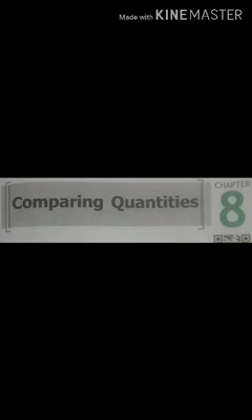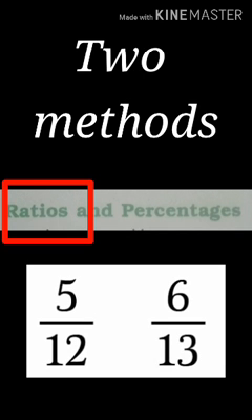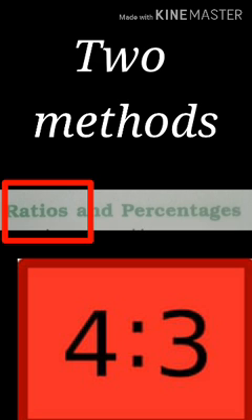Today we are going to do chapter 8 of maths, comparing quantities. There are two methods which are mostly used to compare quantities. One is ratio and the other one is percentage. Ratio means putting two quantities which are to be compared in the form of a fraction, bringing it to reduced form and writing it with the colon in between.